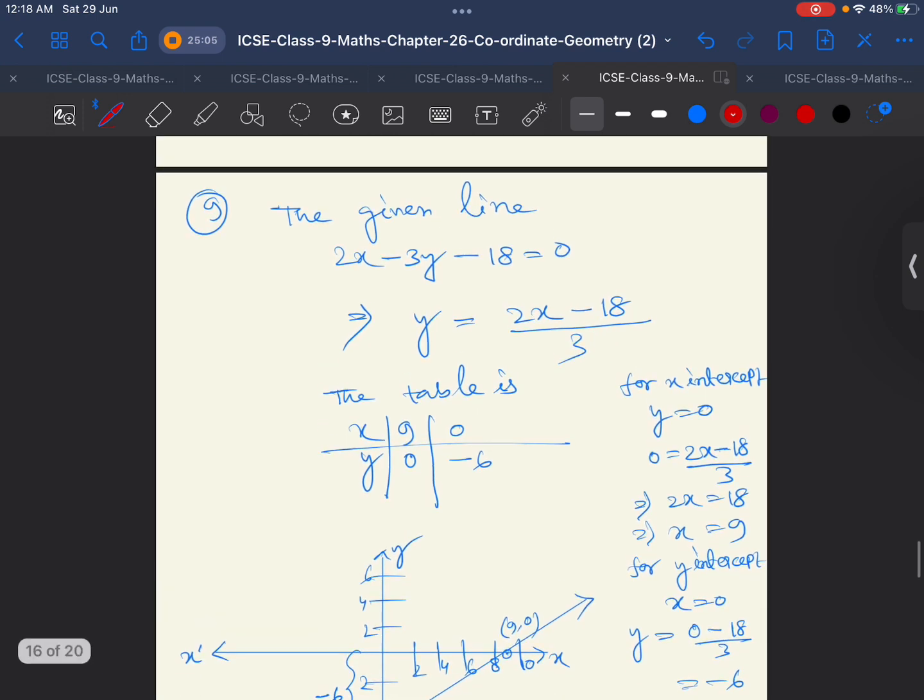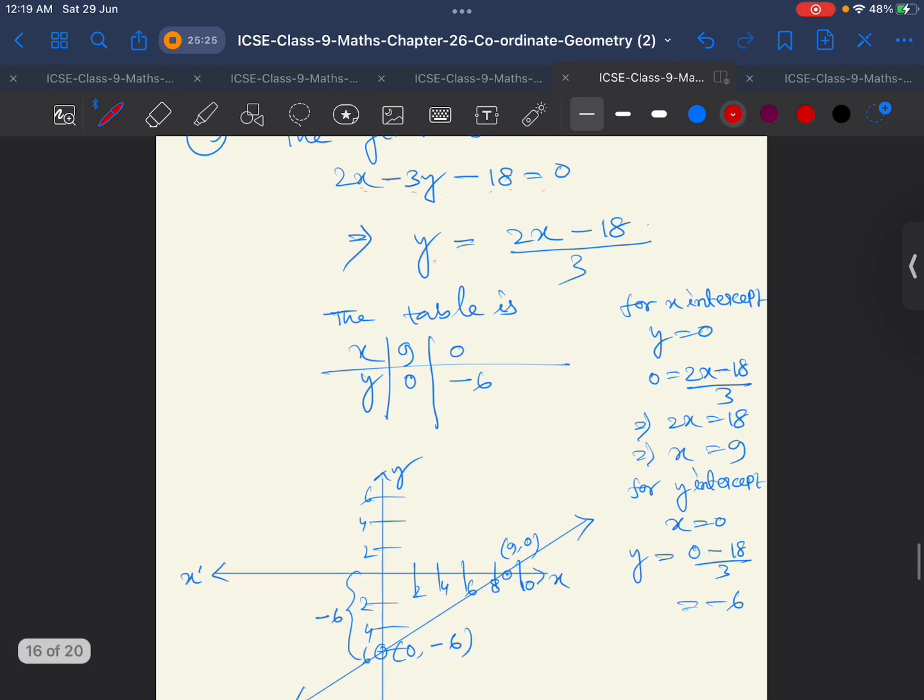Question number 9: draw the line 2x minus 3y minus 18 equals 0 on a graph paper. From the graph paper, read the y-intercept of the line. So here 2x minus 3y minus 18 equals 0. This is the given line. So here y equals (2x minus 18) by 3. So the table is here, x and y.